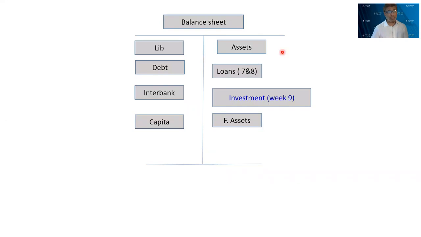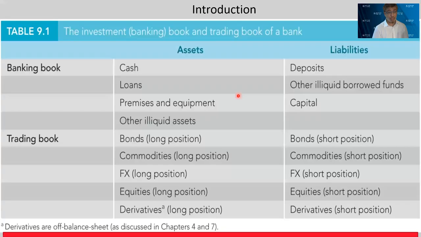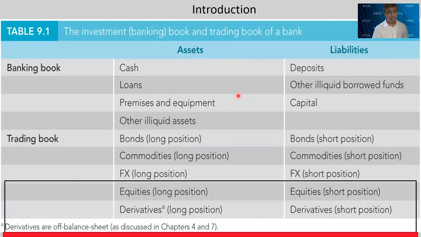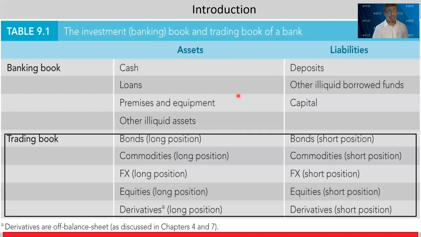So if we come here, we are talking actually in weeks 7 and 8. If this is the balance sheet of the bank, we are talking about this area, which is the investment. Now, the investment can be either long-term or short-term investments. This classification is very important when we talk about market risk, because we have something called the banking book and the trading book. The banking book is those types of investments that we will hold for a long time, and they are considered to be illiquid. But the short term is the trading book.